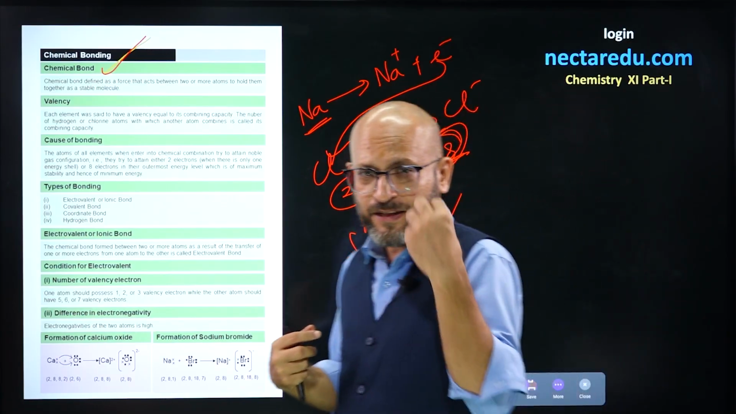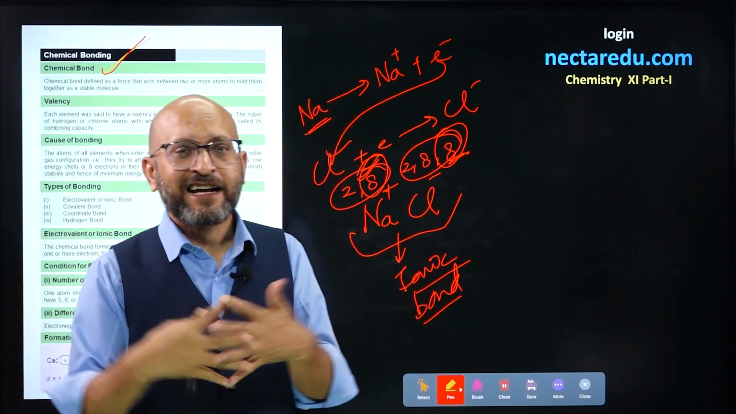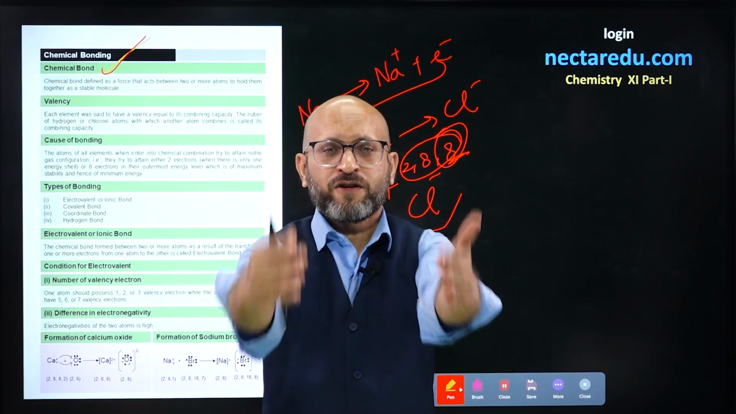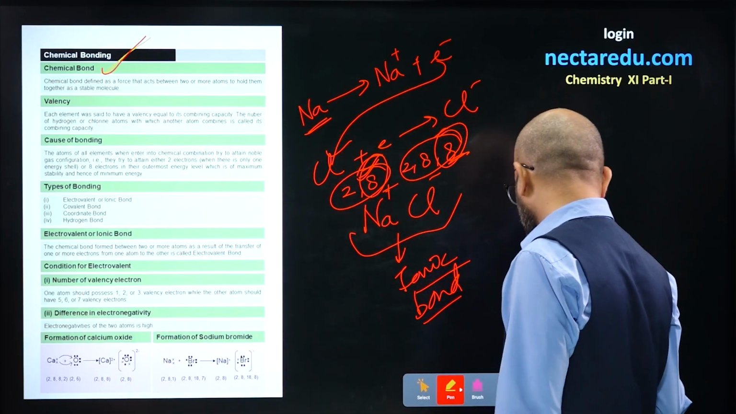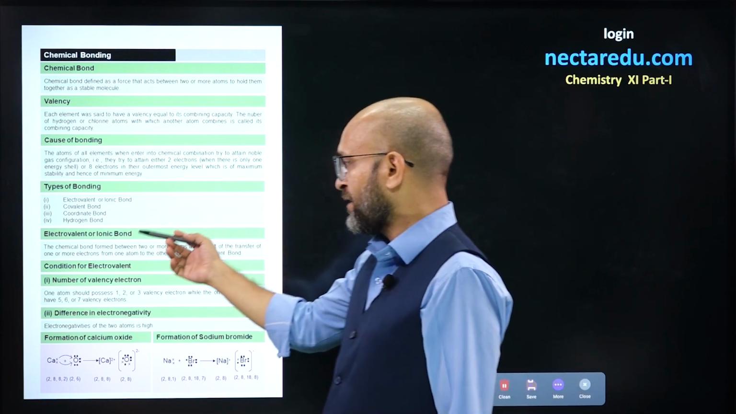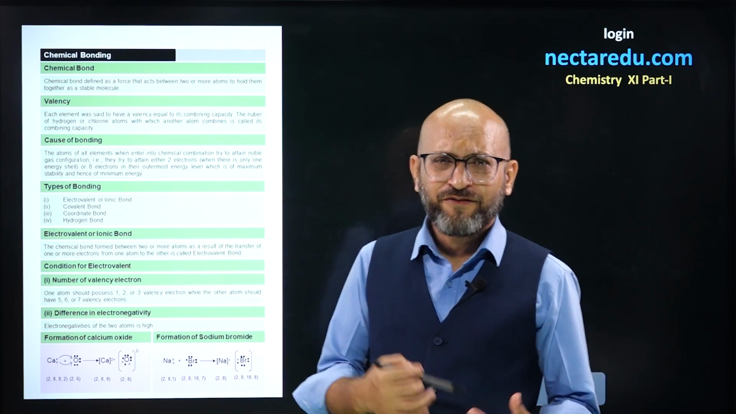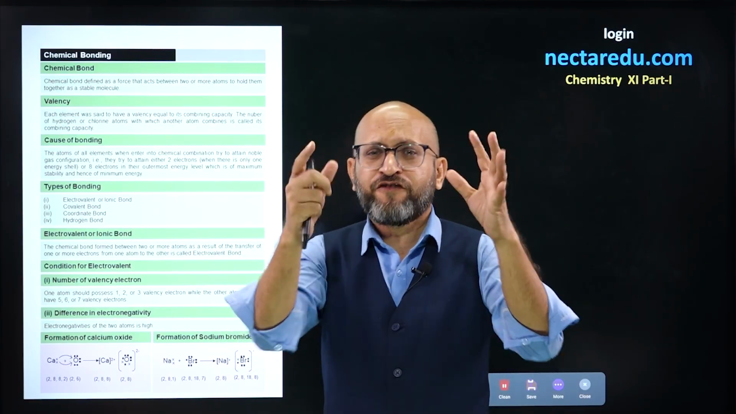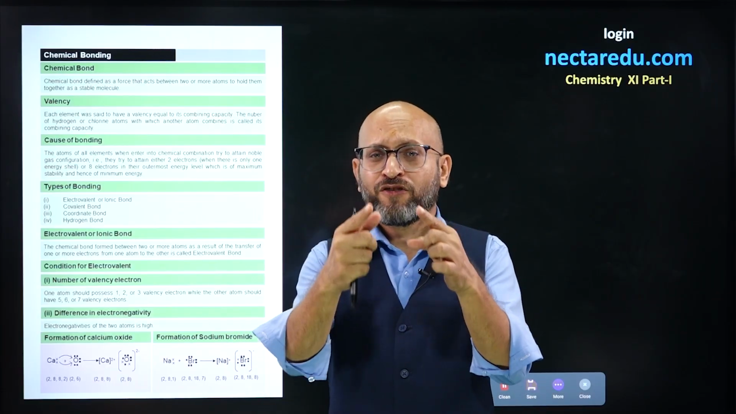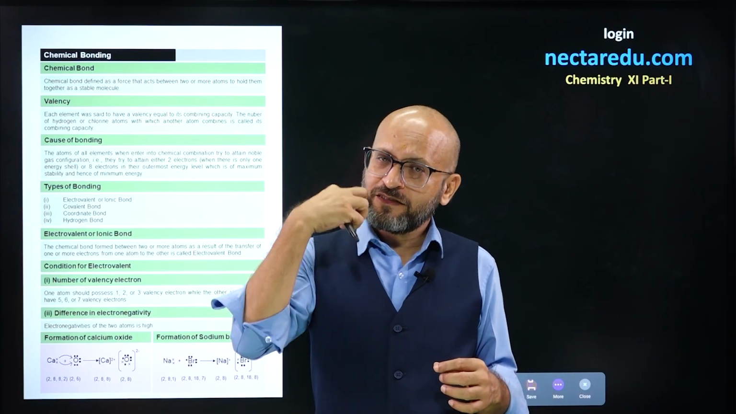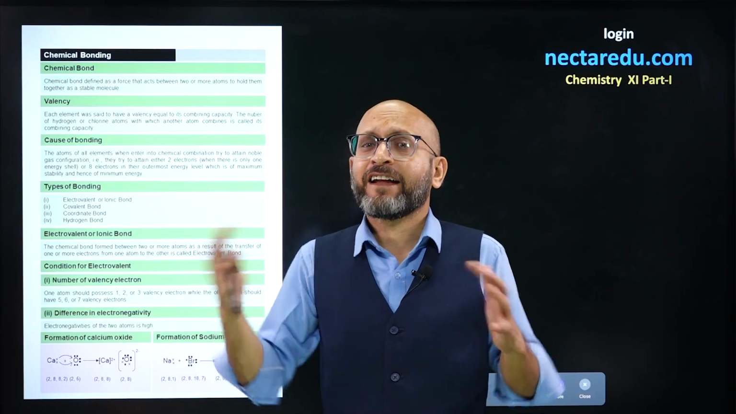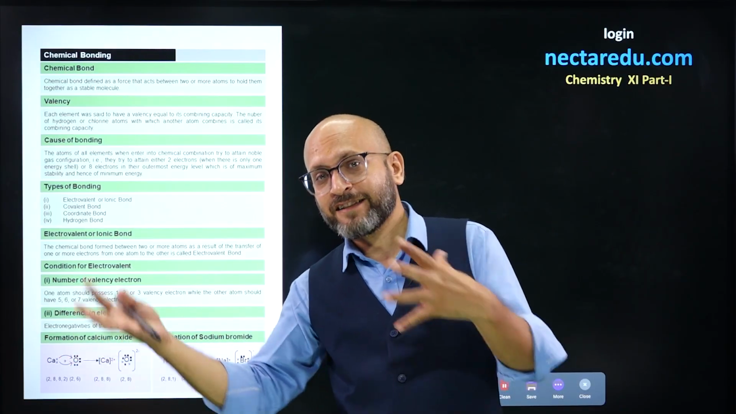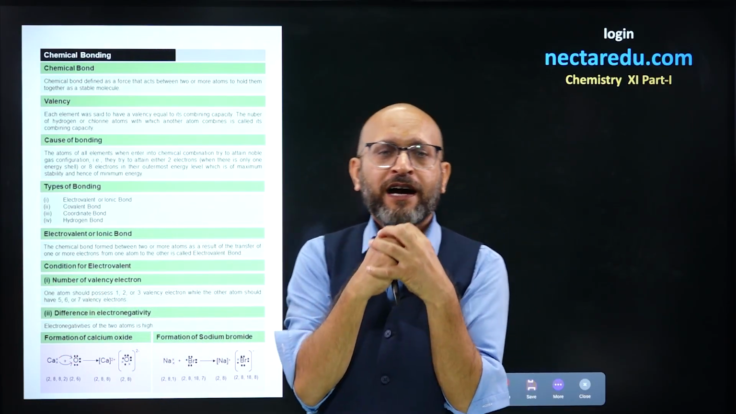So they themselves have become very stable, and the attraction between ions is known as the ionic bond. Alright. So next, the electrovalent bond has a few conditions. Why do they combine? Why does the ionic bond form? An ionic bond usually forms between a metal and a non-metal. A metal has the characteristic of losing electrons, and a non-metal has the characteristic of gaining electrons. So one loses an electron, another captures the electron, and the ionic bond is formed.